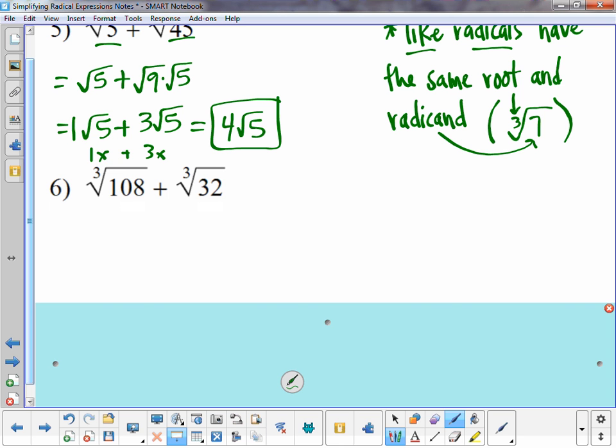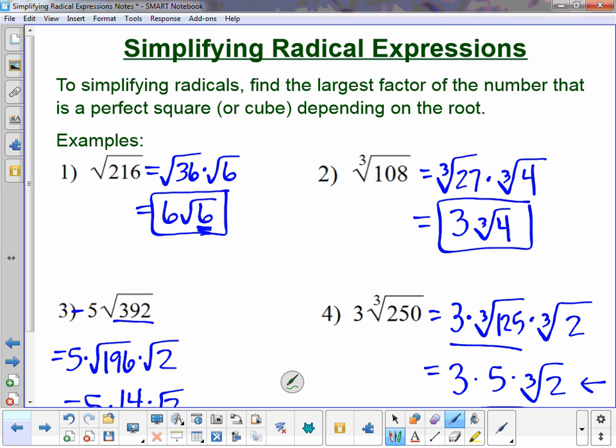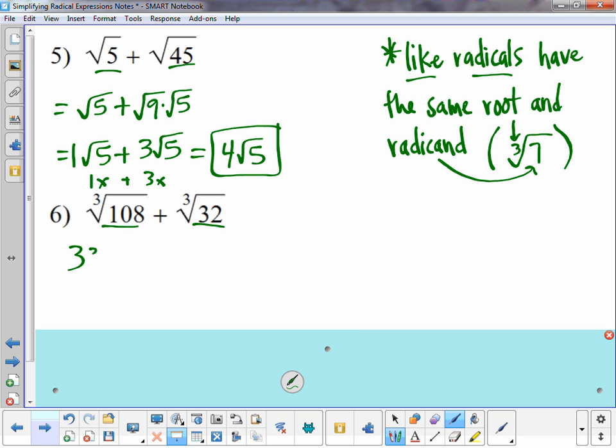Cube root of 108 plus cube root of 32. So right now, are these like radicals? No, they both have a cube root, but the radicands are not the same, right? This one's 108, this one's 32. So let's simplify them. We've already done 108, right? We already simplified cube root of 108. What was it? 3 cube roots of 4. So let's just write that answer because we did that one already.